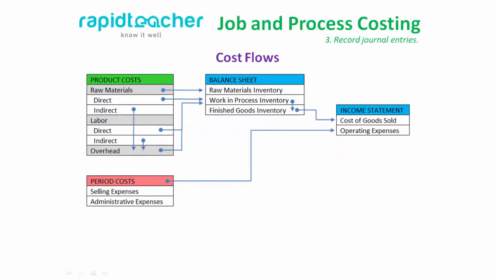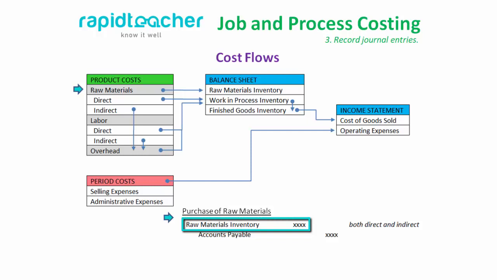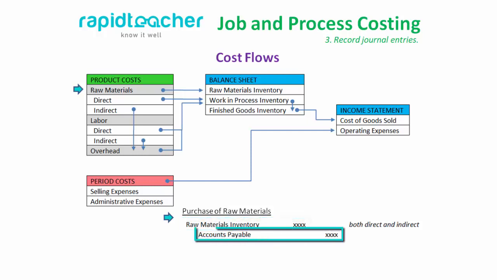Let us walk through the cost flows again by way of journal entries, which is our cost accumulation procedure. Raw materials purchased would be a debit to raw materials inventory and a credit to accounts payable if on credit, or if not, a credit to cash.